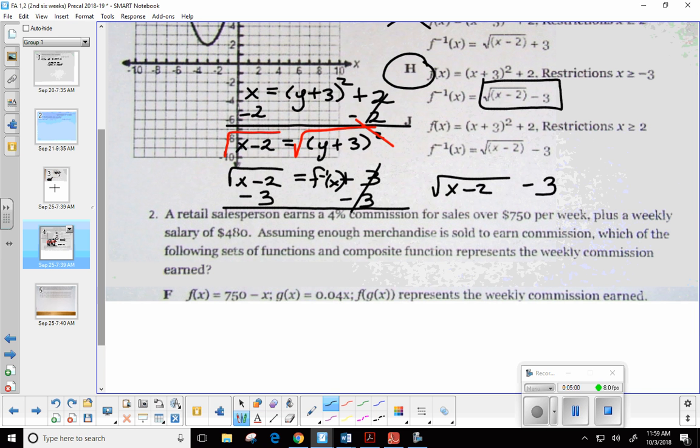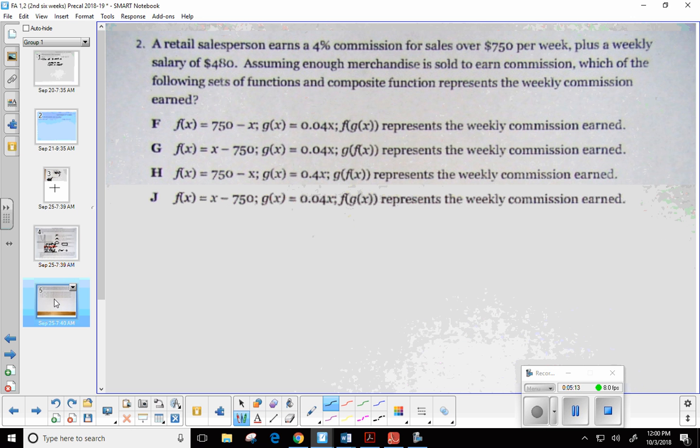All right. Do you guys remember this problem? Does anybody remember what they chose? I haven't looked at the data in a week and a half, so I don't remember. No? Okay. Well, let's take a look at number 2.